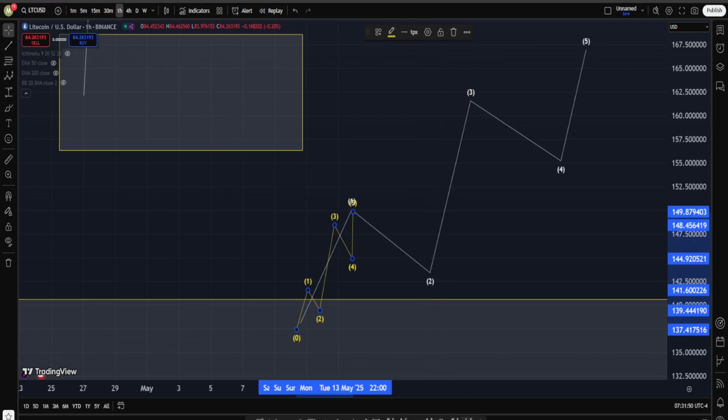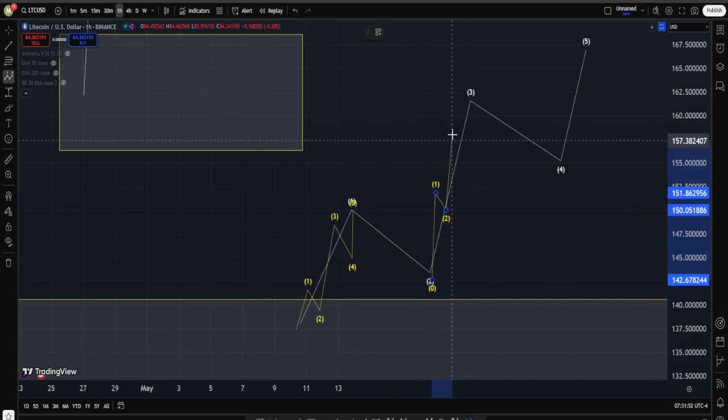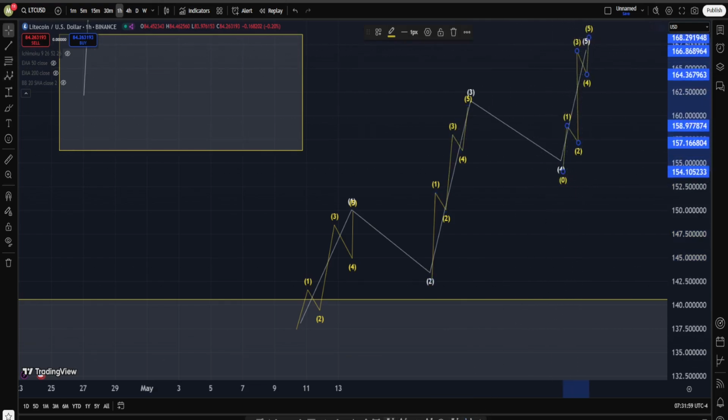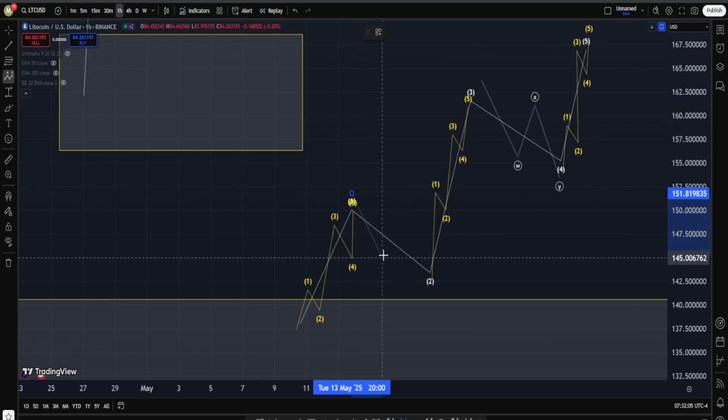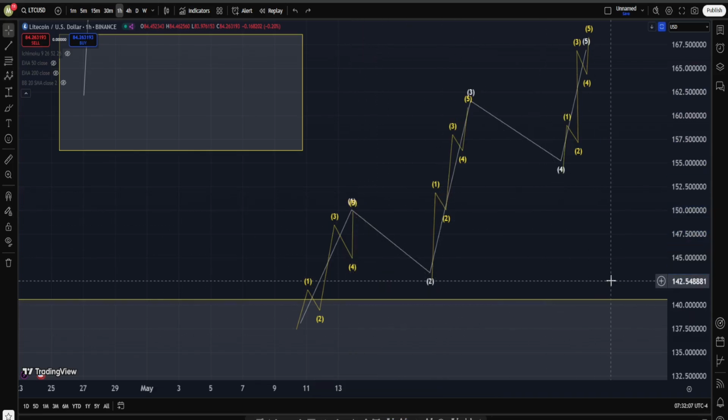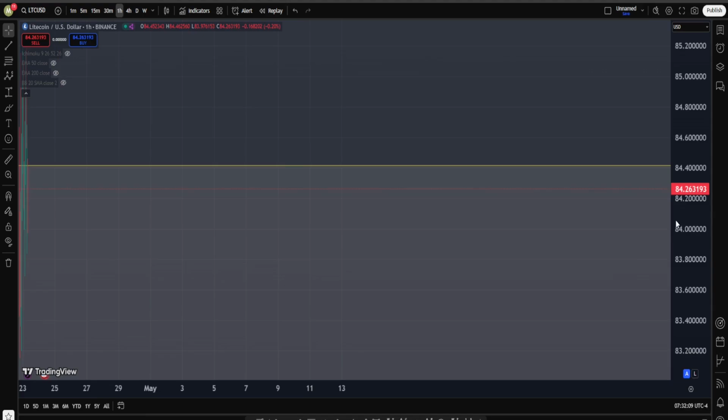Let's change the colors to yellow, there we go. And for wave 2 and 4 we can have different counts, it doesn't really matter. Let's say a WXY into our wave 4, something like this, and an ABC structure into wave 2. Now let's go on the live chart and see where we are so far.